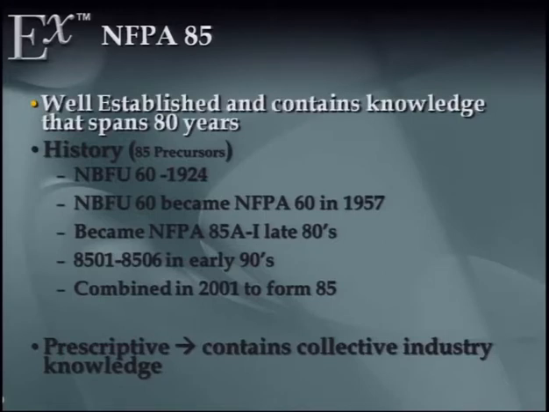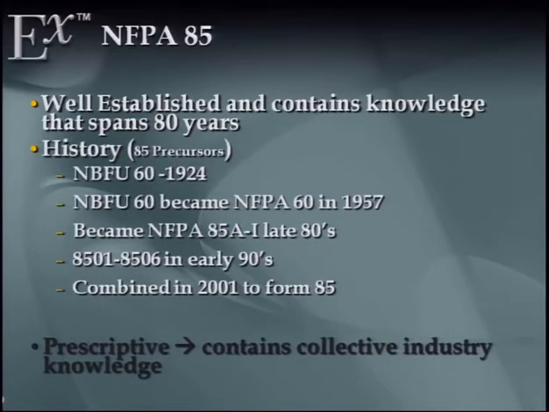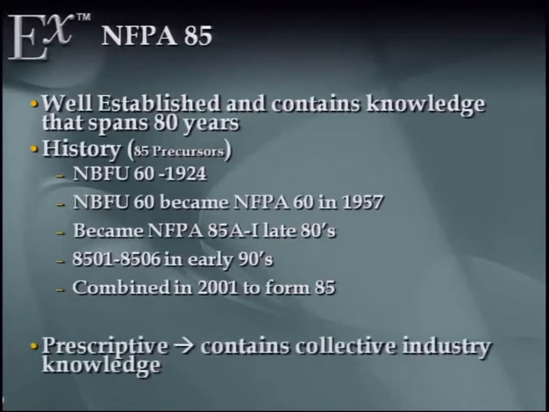85 was established over 80 years ago, or at least the documents and the standards that feed into it. So as I said, it started in 1924 with the first formal code, and it's evolved into several other codes that were combined to form the current NFPA 85. And one of the big pluses for NFPA 85 is it provides explicit and prescriptive language about the safety systems and the safe operating practices that are necessary for a boiler.